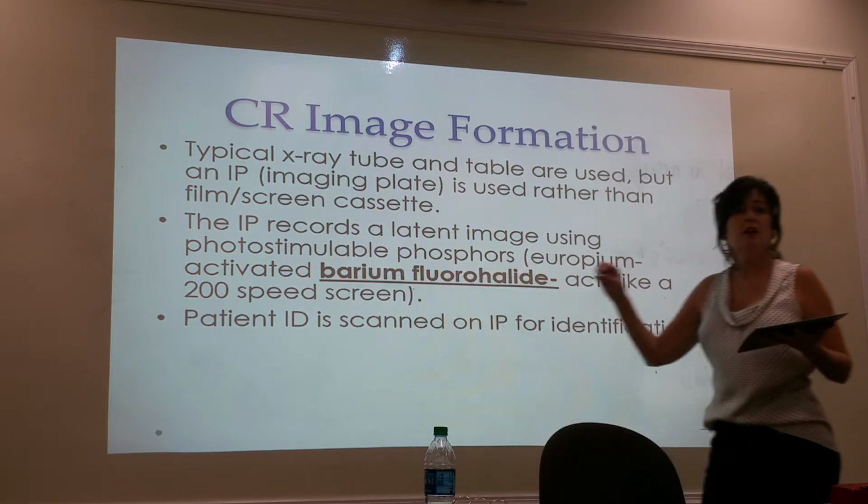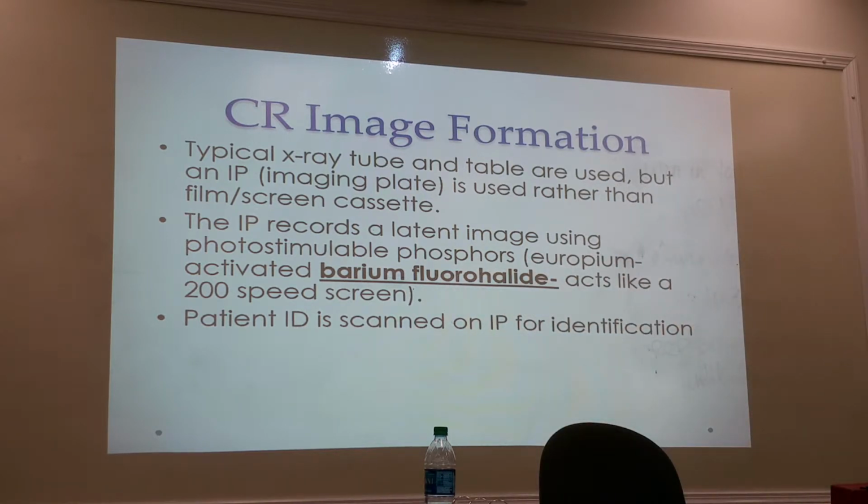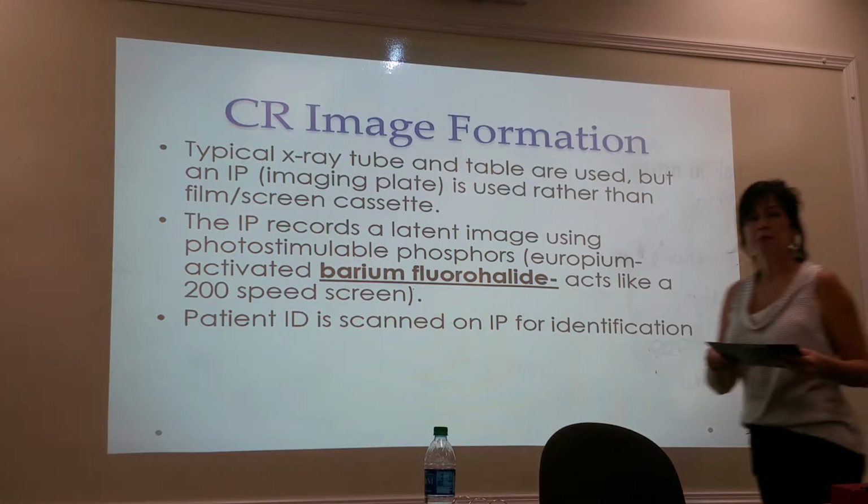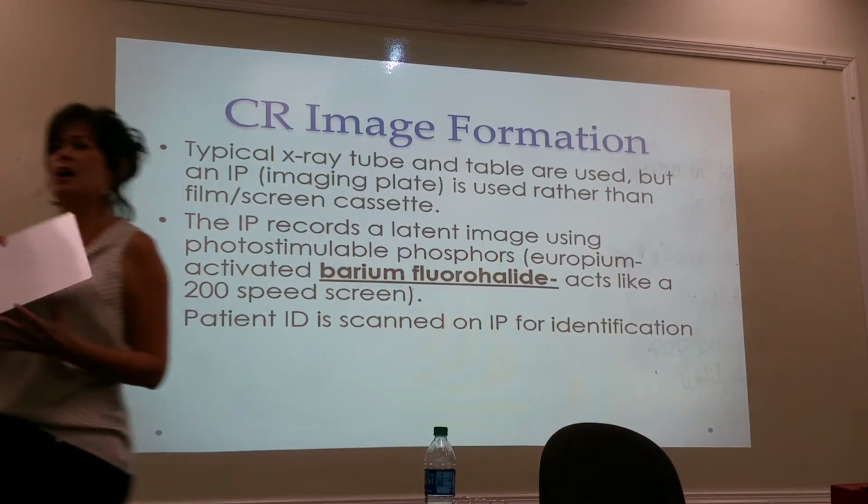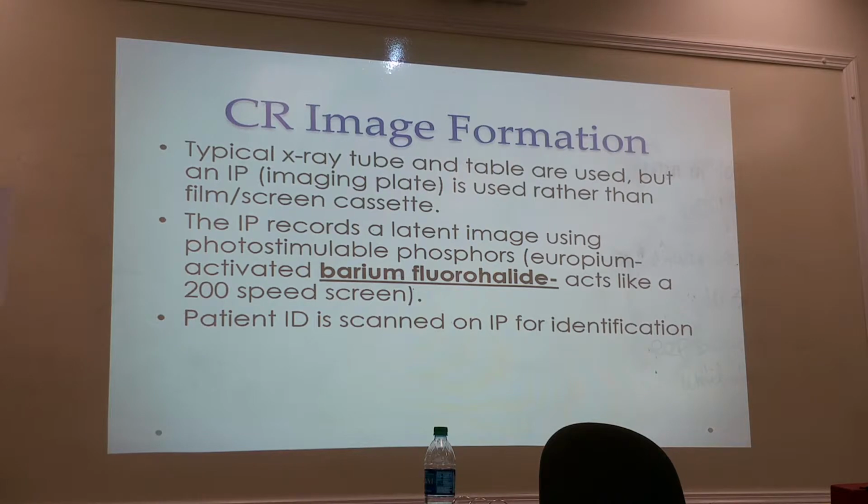Okay, so when x-rays hit phosphors, there's all different kinds of phosphors. Some are better at taking x-ray energy and converting it to light. We call that the DQE. Have you heard that, detective quantum efficiency? Anybody? Okay, we'll talk more about that later. But this one, it says it acts like a 200 speed screen. Depends on what manufacturer, but I would tell you that's probably a slow to a medium speed screen, if that means anything to you.